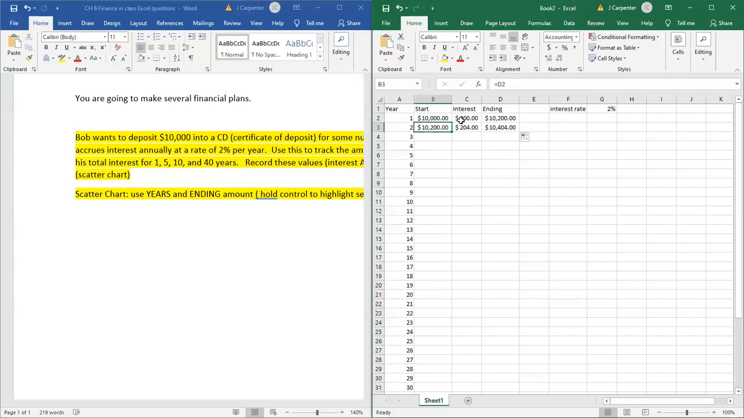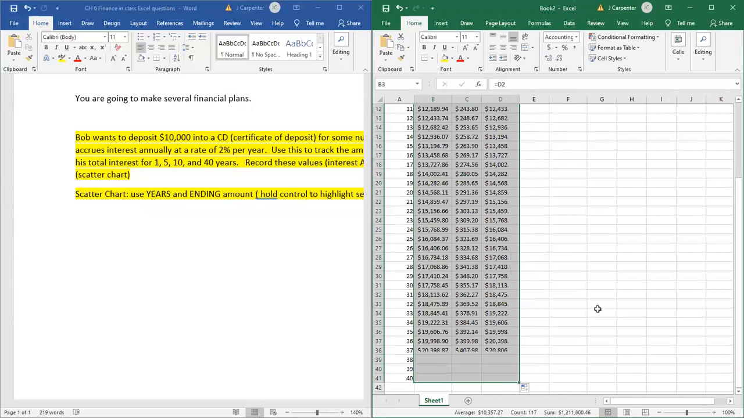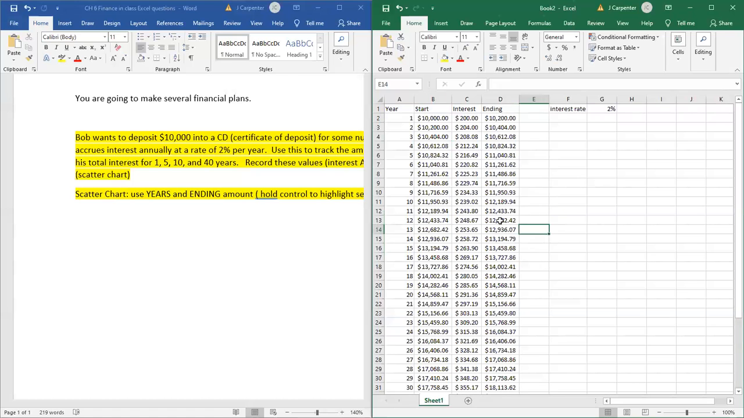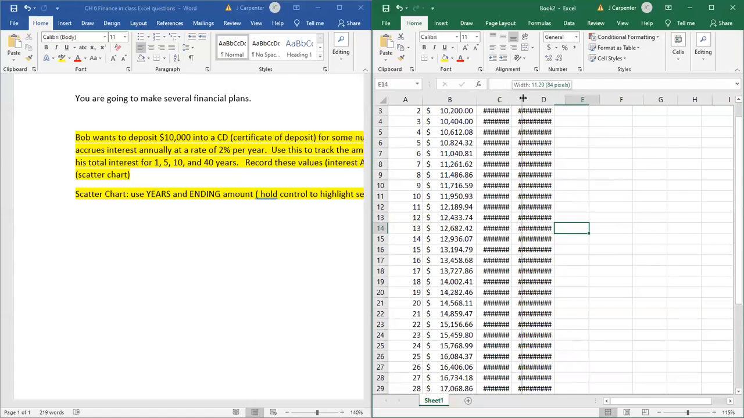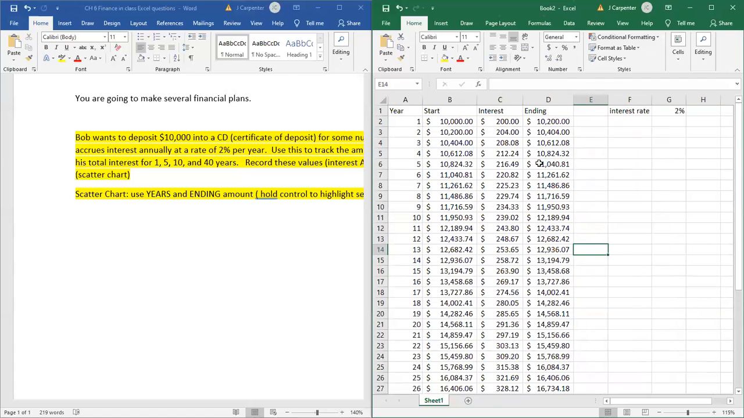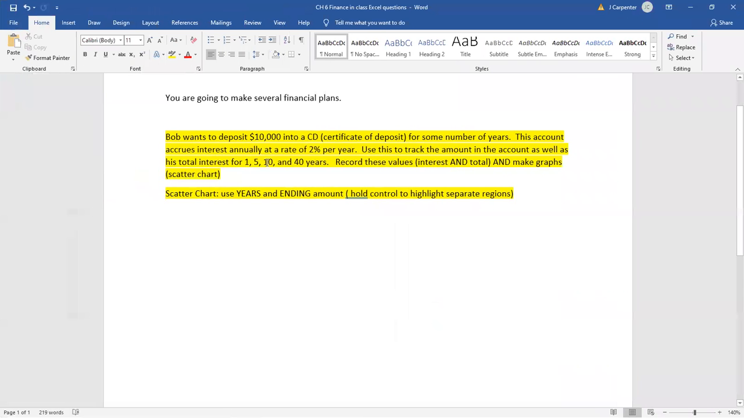Now once you have row 2 completed, you can fill these down individually, or you can highlight all 3 of these, and then just drag down to year 40. It is so quick. Excel is awesome for this. Let me zoom in just a little. Let me widen my columns after I do that so you can actually see your numbers. All right, so we said we wanted to track 1, 5, 10, and 40 years, and that was the interest and how much is in the account at the end. So the interest and how much is in the account.